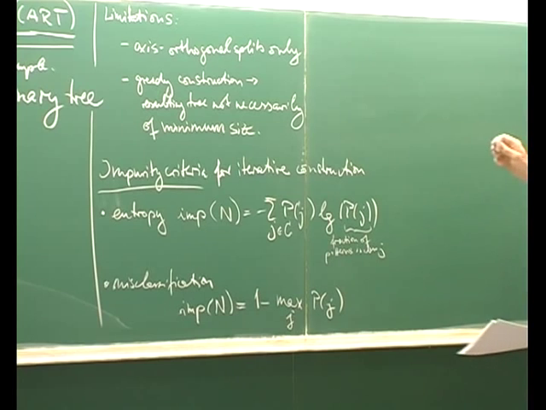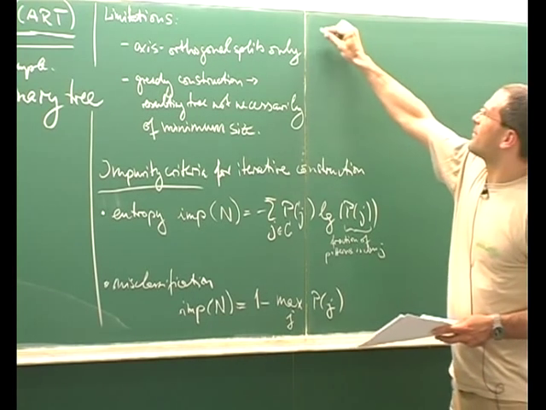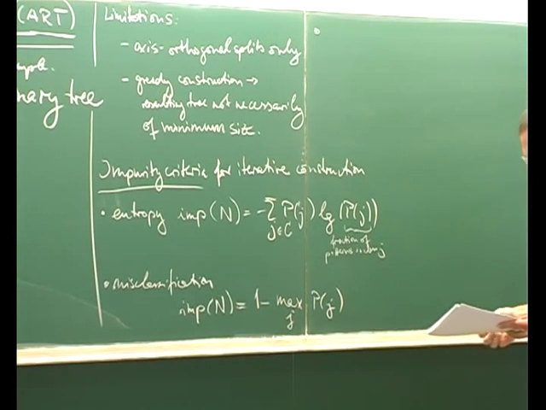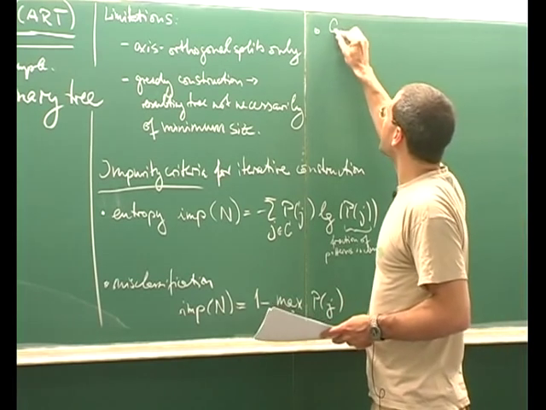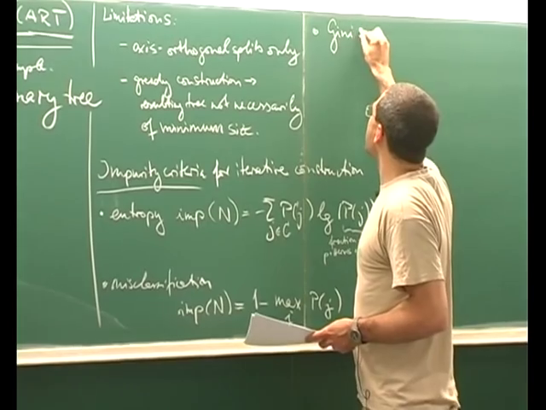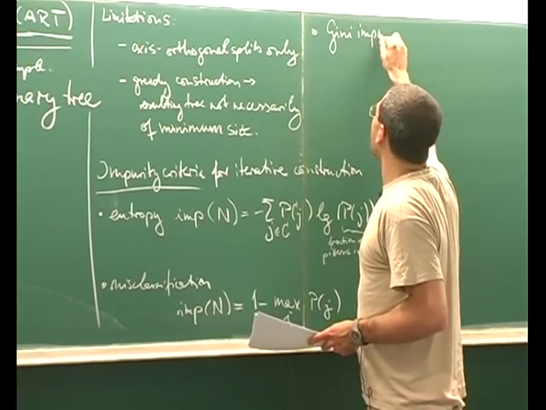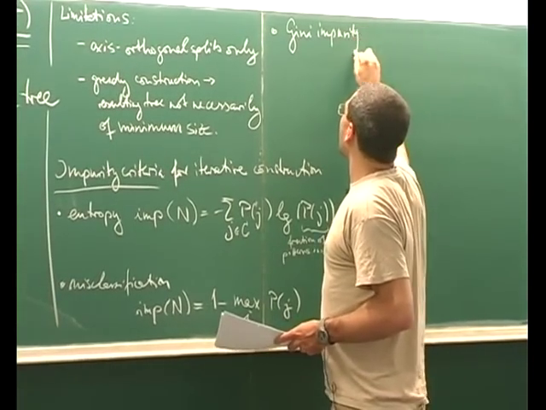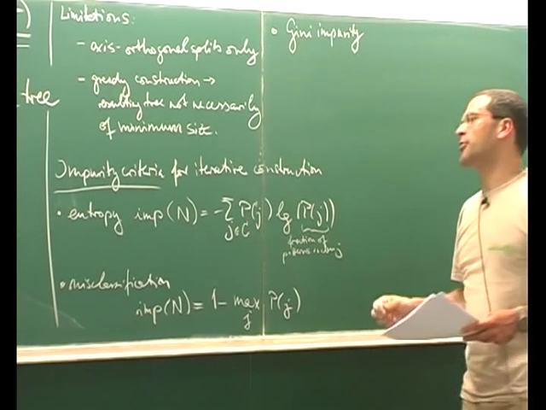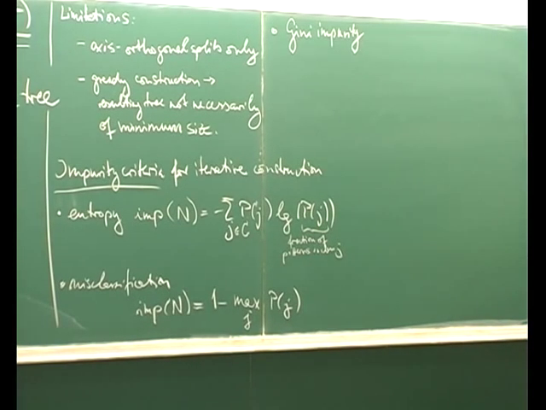Okay, and there is the Gini impurity. All these criteria are used for classification trees. For regression trees, you could, for instance, use the sum of squared errors.